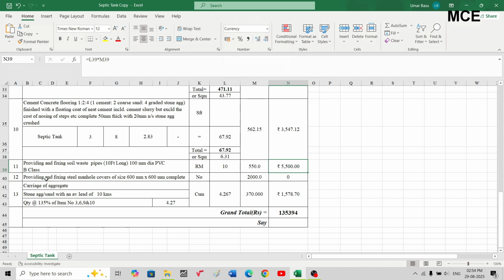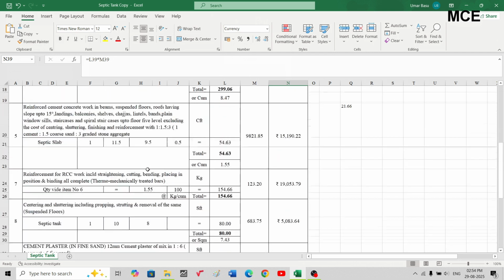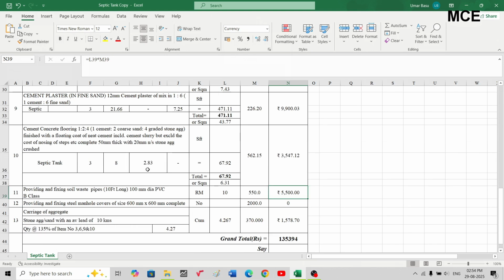You will also require the providing and fixing of steel manhole covers. There should be at least 2 manholes. You have to leave the openings in the slab for these 2 manholes. We have not deducted the quantity of RCC from the slab, but after making the septic tank and while preparing the bill of quantities, you have to make the deductions accordingly. Here I'm not taking any deductions.